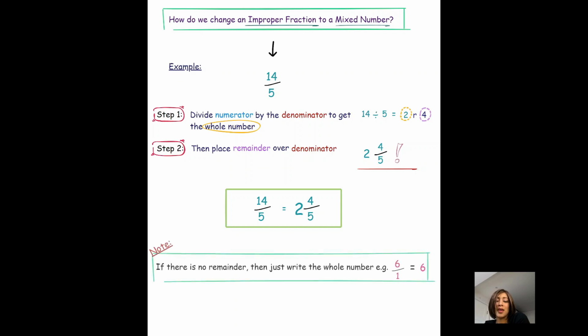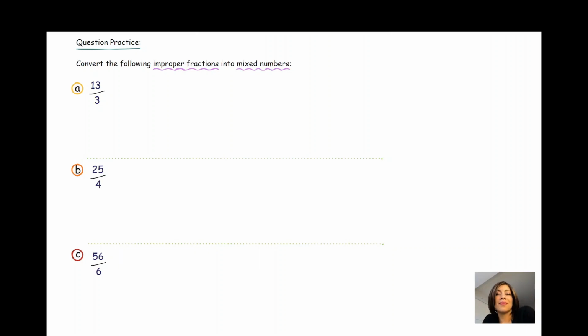Note, if there is no remainder, then we just write the whole number. So for example, if it was 6/1, we would just write 6. Let's look at some more examples of how to do this together. Okay, so let's look at some question practice on how to convert improper fractions into mixed numbers using the steps that we've gone through. So, step 1, if you recall, we had to divide the numerator by the denominator.